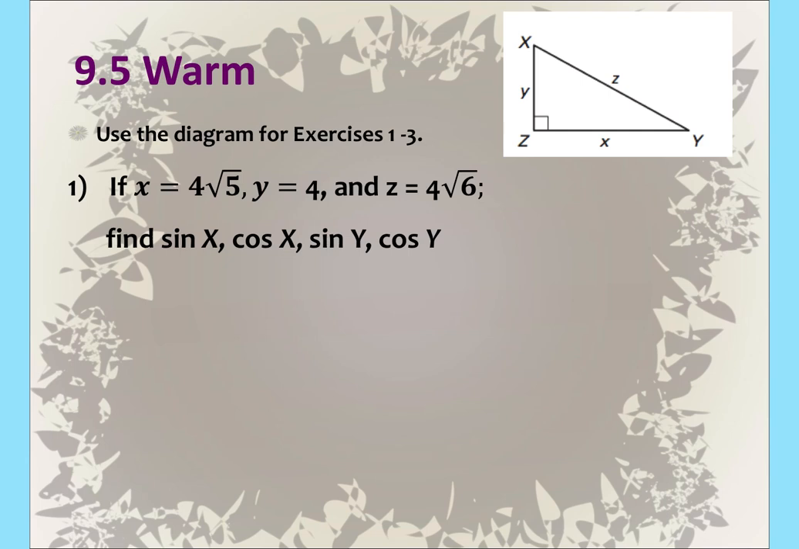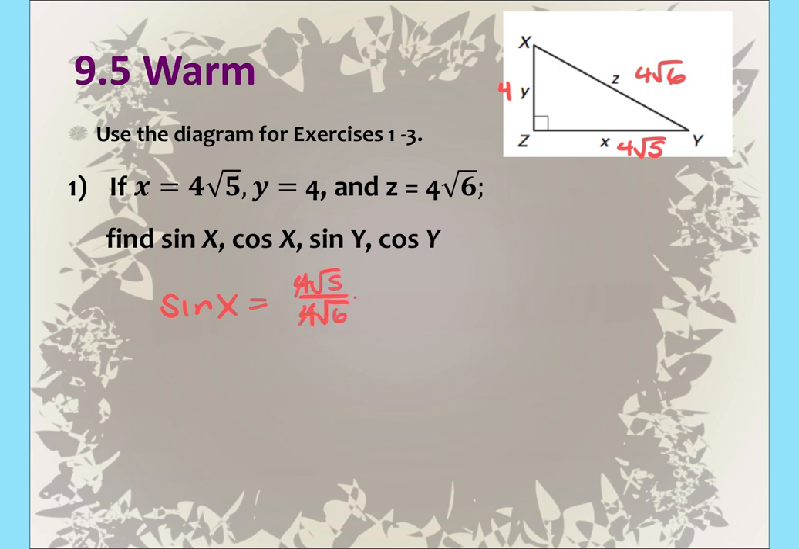All right, so number 1, and again, it doesn't say to round, which means we're keeping it exact. It says if x is 4 square root 5, and y is 4, and z is 4 square root 6, find the sine of x, the cosine of x, the sine of y, and the cosine of y. So starting with sine of x, opposite x is your 4 root 5. Hypotenuse of the triangle is 4 root 6.